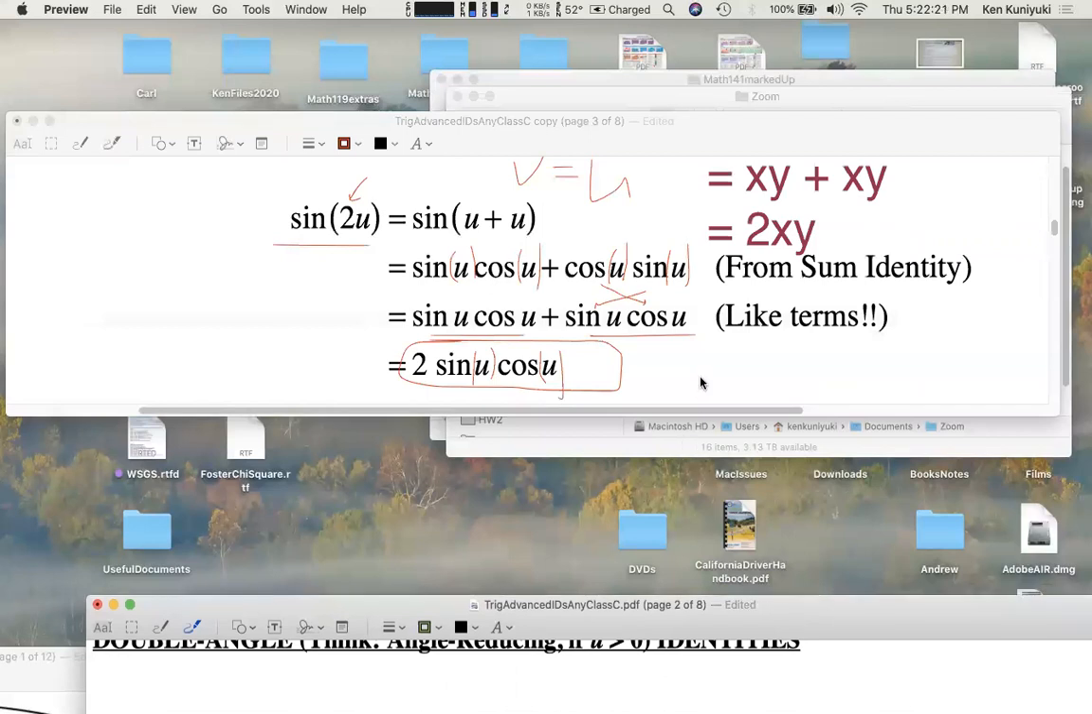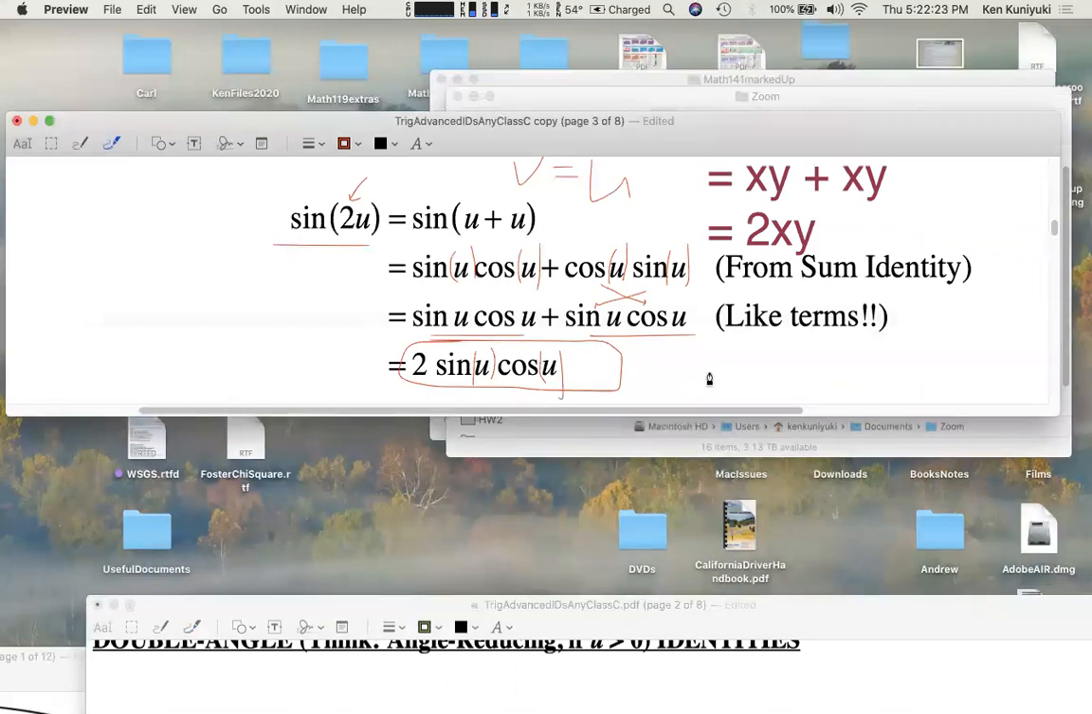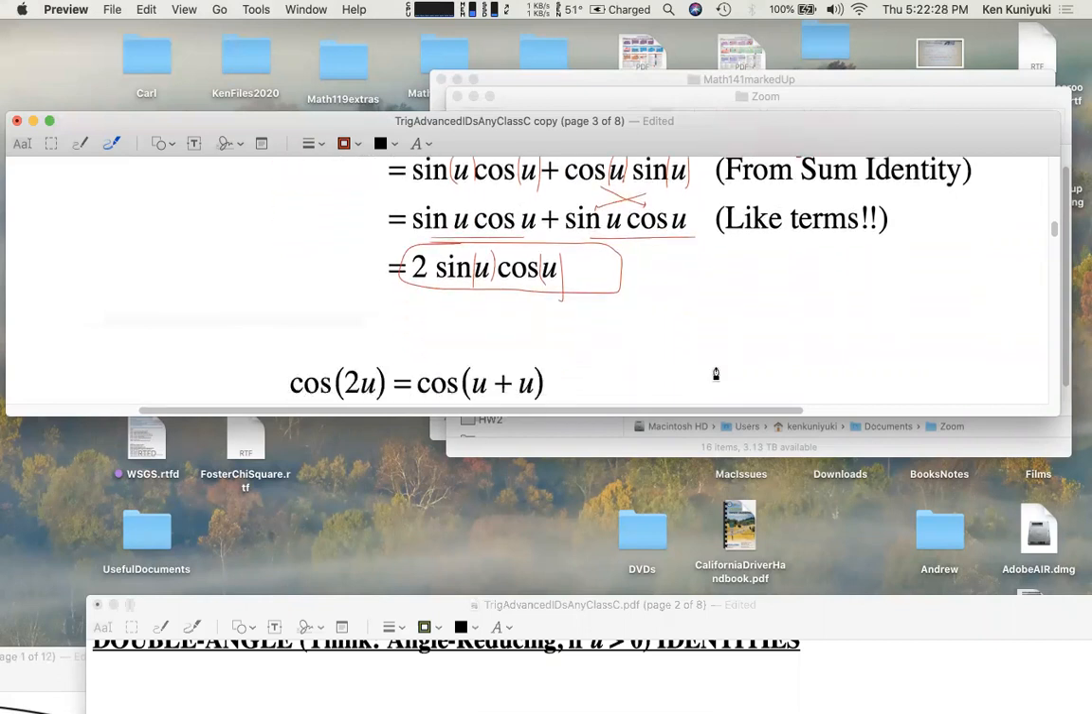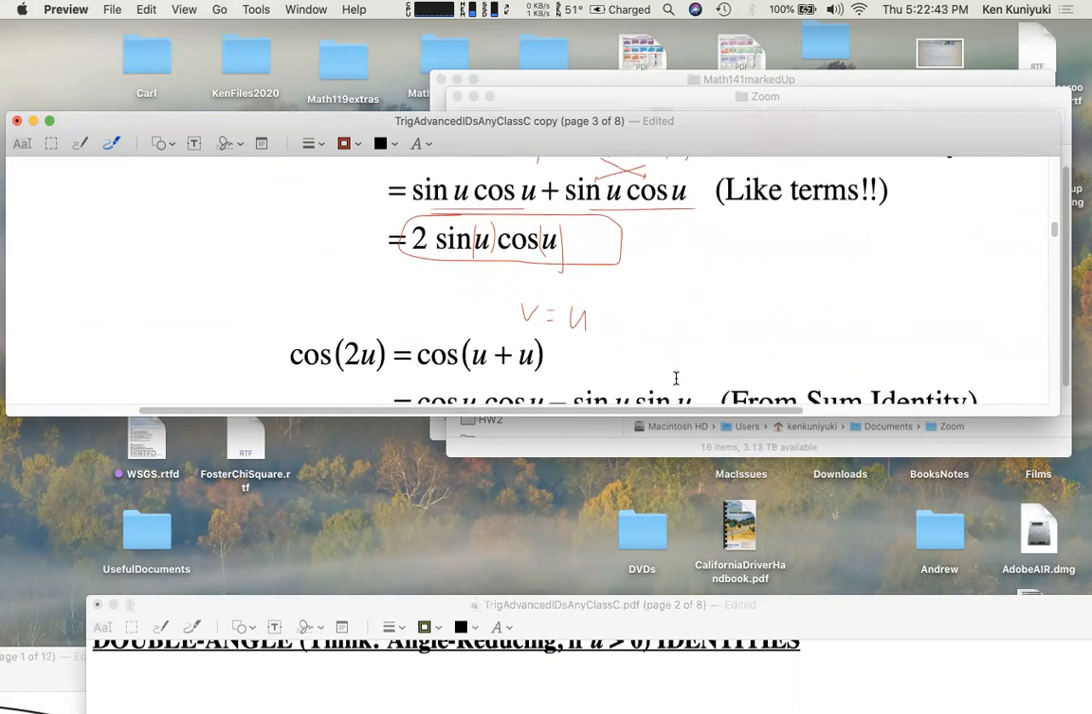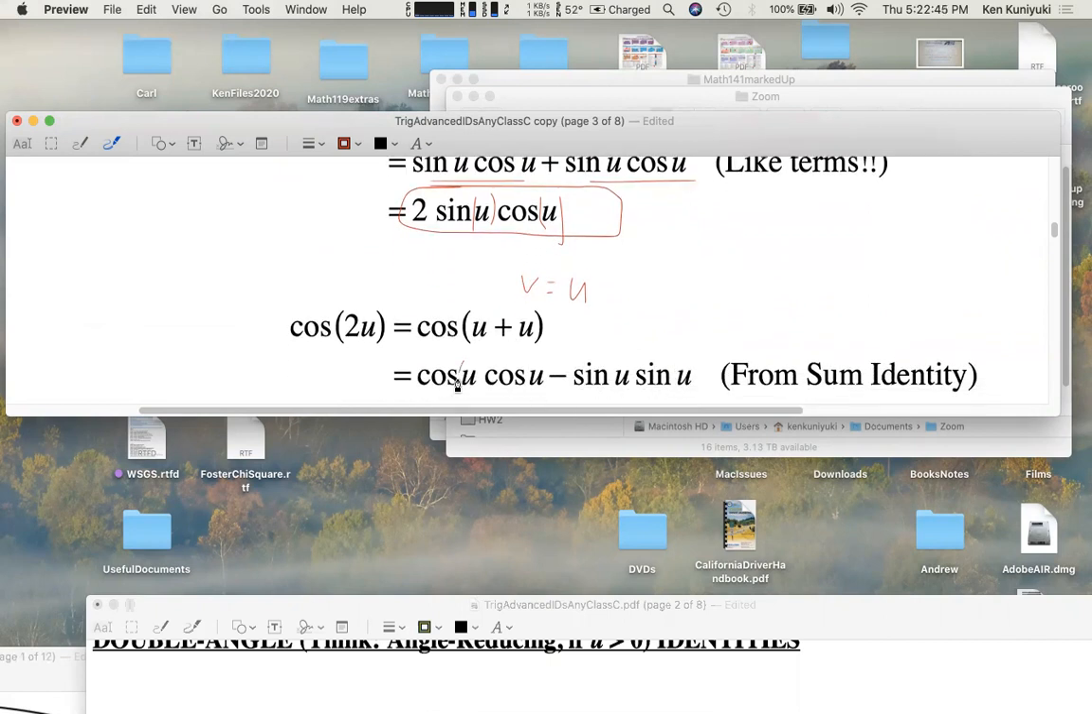All right. What about the primary double angle identity for cosine? Cosine of 2u is cosine of u plus u again. So again, we're letting v equal u in the sum identities. These match up. Sum identity for cosine: it's the cosine product minus the sine product. It's cosine of u, the cosine product, minus the sine product, sine of u, sine of u.